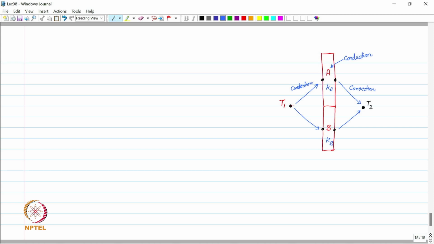Now we can write the resistance similarly to the previous slide, where we have 1 over R total equal to 1 upon RA plus 1 upon RB, the resistance of path A and the resistance of path B.